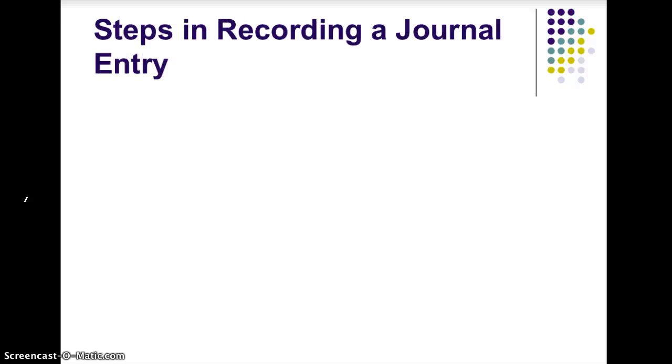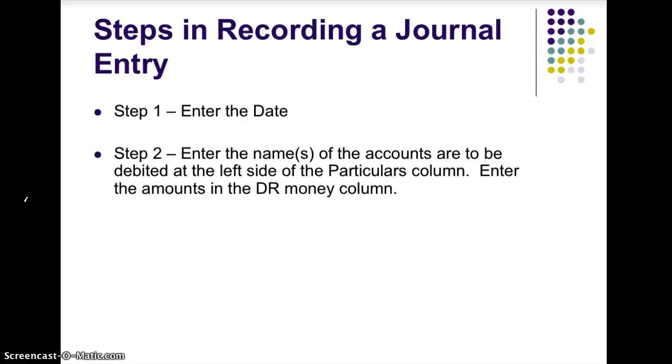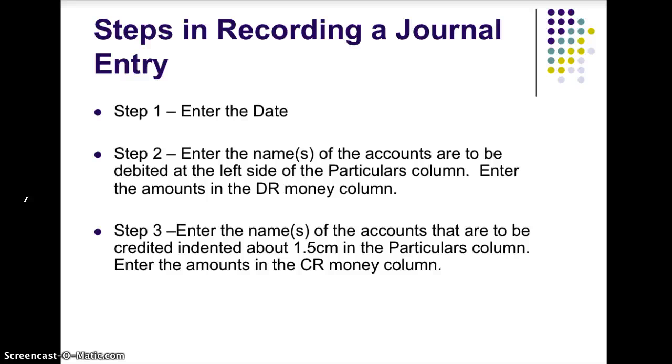Steps in recording a journal entry. Step 1, enter the date. Step 2, enter the names of the accounts that are being debited on the left side of the particulars column. You also have to record the amounts in the DR money column. Step 3, enter the names of the accounts that are to be credited. These have to be indented a bit, approximately 1.5 centimeters, in the particulars column. And then we have to input their monetary amount in the CR money column.